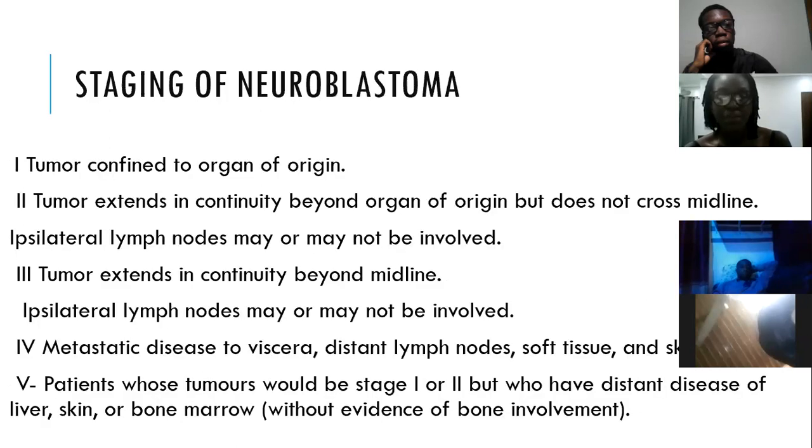So, for example, this is an example of staging of a neuroblastoma. Stage 1, the tumor is confined to the organ of origin. Stage 2, the tumor has extended beyond the organ of origin, but it does not cross the midline, and the ipsilateral lymph nodes may or may not be involved. What this means is that ipsilateral lymph nodes, on the same side of the body as the tumor, are not involved or may be involved.